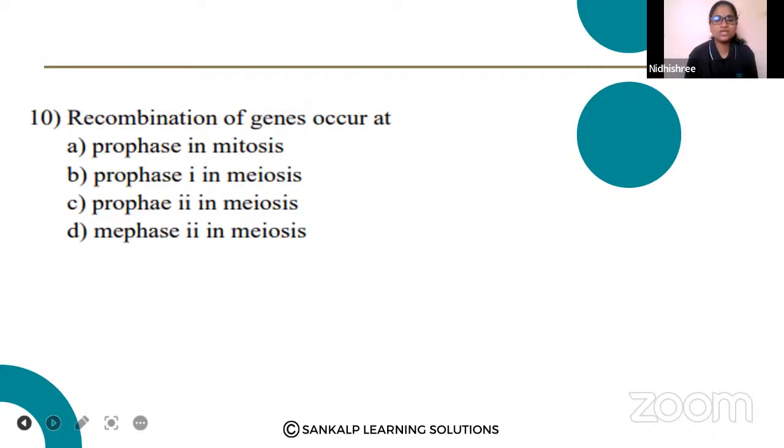10th question. Recombination of genes occurs at prophase in mitosis, prophase 1 in meiosis, prophase 2 in meiosis, metaphase 2 in meiosis. Virat option B. Gurusid option B. So the right answer is option B, prophase 1 in meiosis.